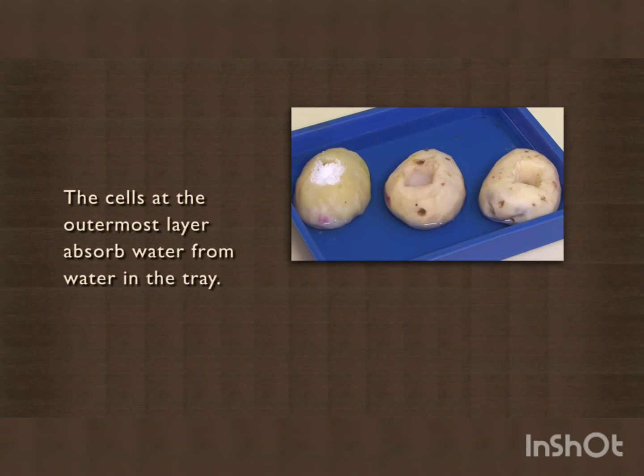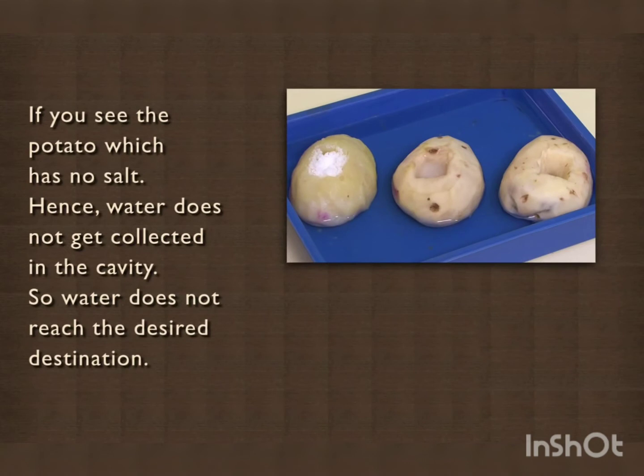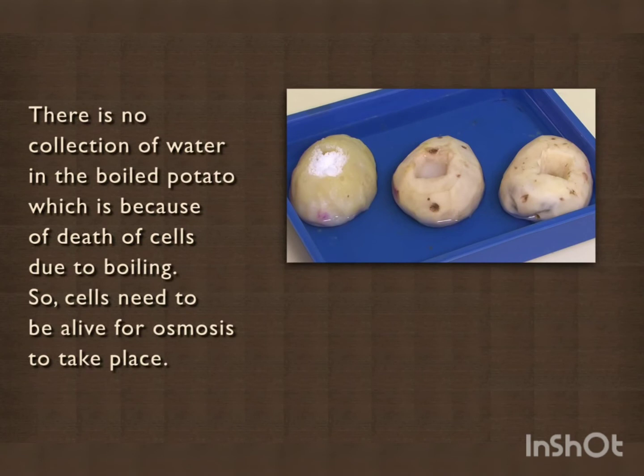The cells at the outermost layer absorb water from the water in the tray. So now the importance of solute can be understood if you see the potato which has no salt, hence water does not get collected in the cavity. There is no collection of water in the boiled potato, which is because of death of the cells due to the boiling. So cells need to be alive for osmosis to take place.